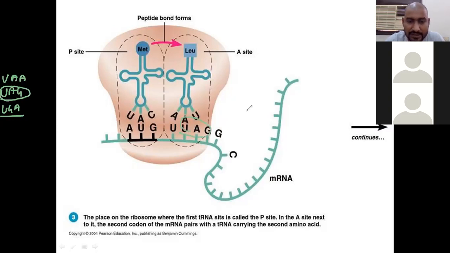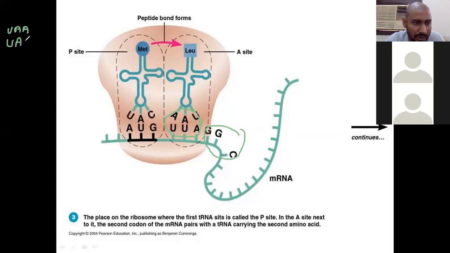UAG, this is the sequence. Okay, this is the stop codon. But this other one is not, because here the pairing is already done, so you can't say it is a stop codon. So stop codons are these three: UAA, UAG, UGA.